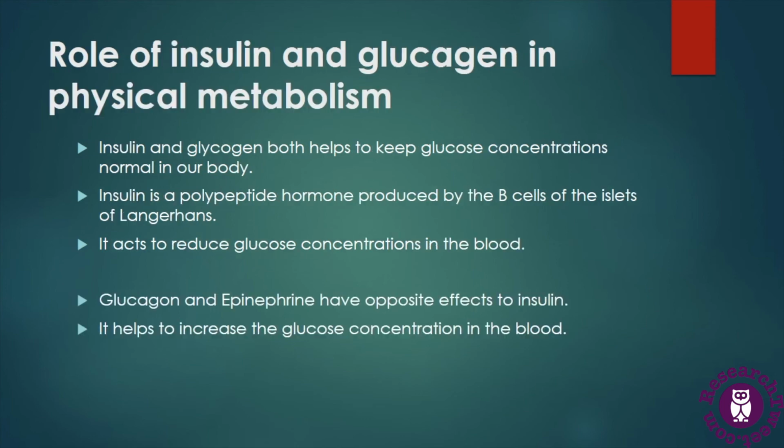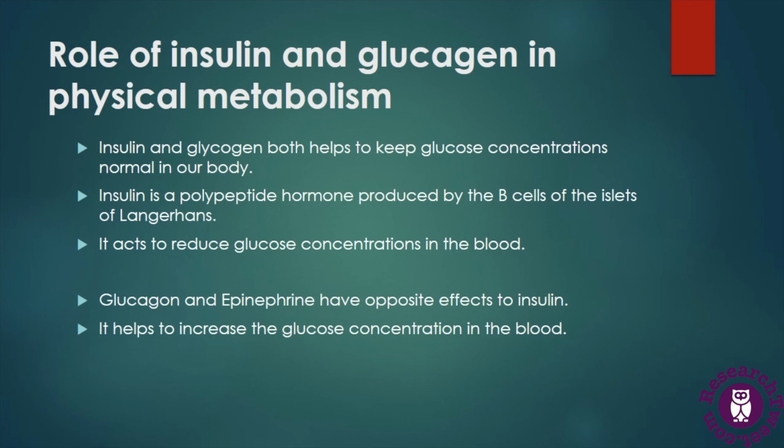So now let's understand the role of insulin and glucagon in carbohydrate metabolism, or glucose metabolism, in our body. Both insulin and glucagon are hormones which are produced by our body, and both help to keep the glucose concentration normal. Insulin is a polypeptide hormone which is produced by the beta cells of the islets of Langerhans in the pancreas, and insulin acts to reduce the glucose concentration in the body.